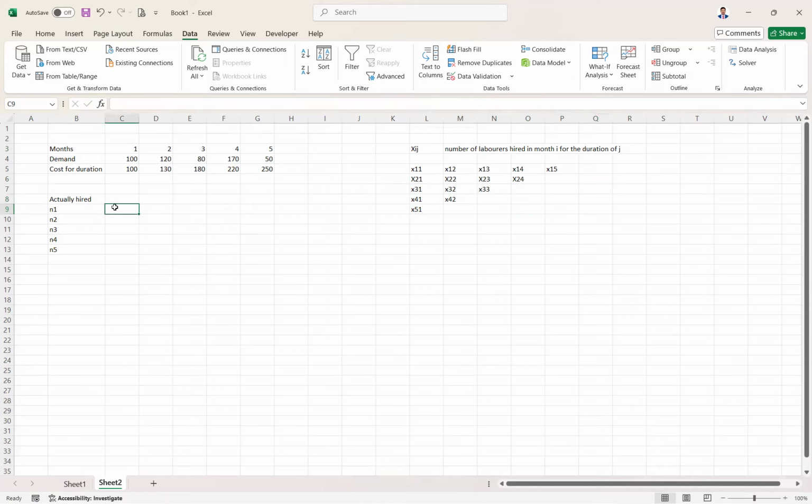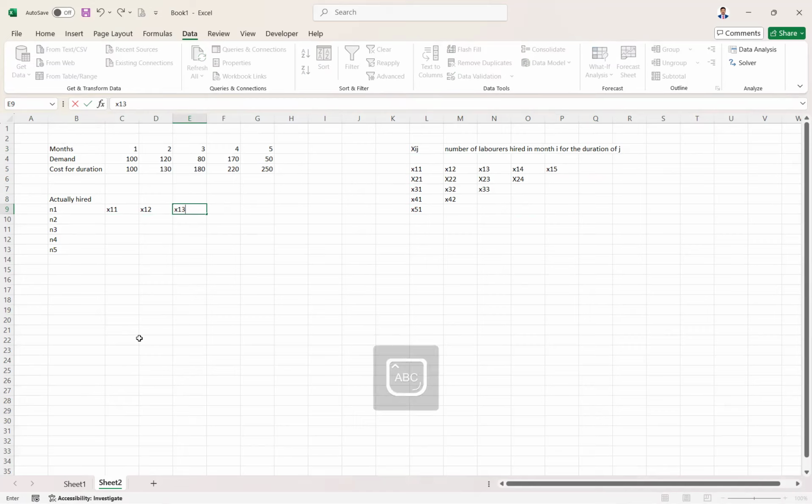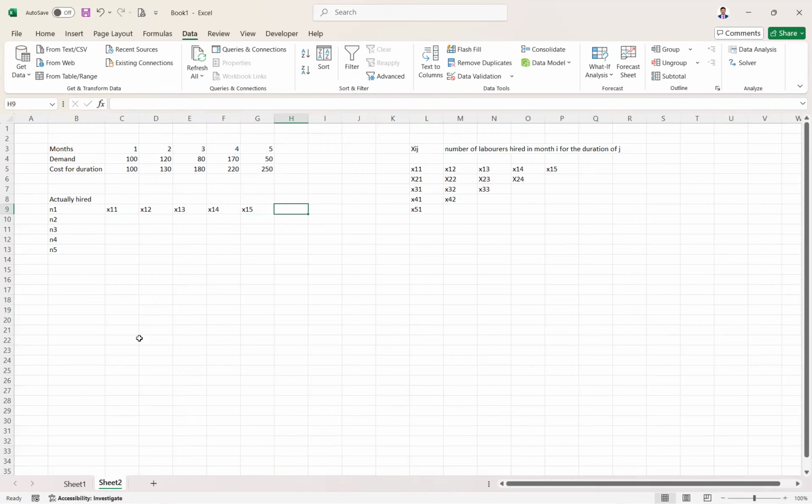Now, for month 1, number of laborers who are working in month 1. Who is working in month 1? X11. So many who have been hired, they are working in month 1. Correct. X12 is working. Yes, they are hired in month 1. They are working for 2 months. X13 is working, correct. X14 is working, correct. X15 is working, correct. Is X21 working? No, because they are hired in the second month. They cannot work for the first month, right?